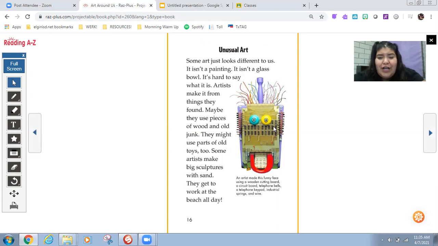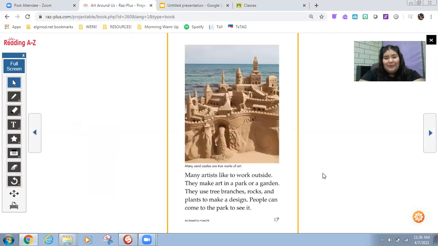And here's a picture of a piece of unusual art. And it says, an artist made this funny face using a wooden cutting board, a circuit board, telephone bell, and a telephone keypad, industrial springs, and wire.